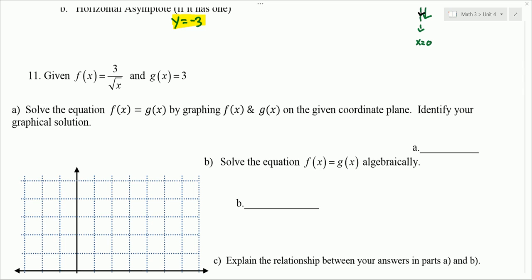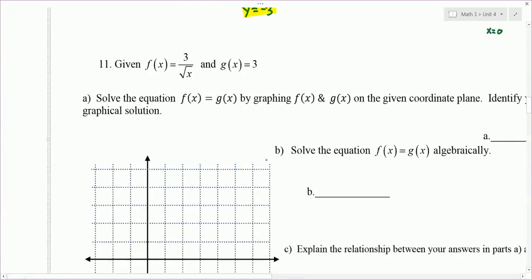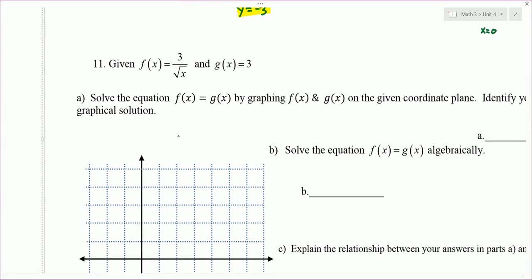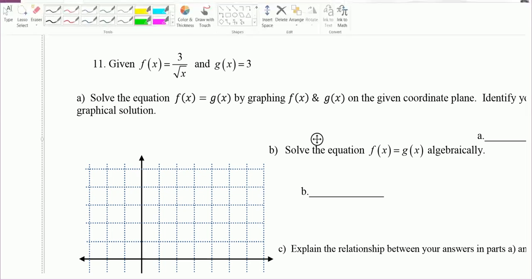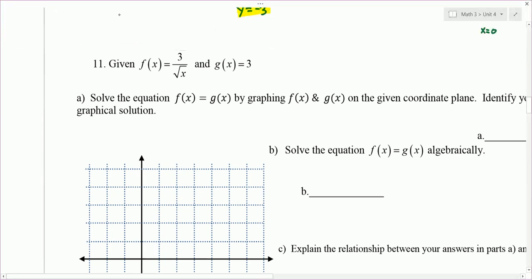Now for our graph of f of x equals 3 over the square root of x, I'm just going to make a couple points here. First of all, x can't be negative. You can't take the square root of a negative. Also, x can't be 0 because you can't divide by 0. So x can only be positive. So I'm going to get some points here that are easy to work with.